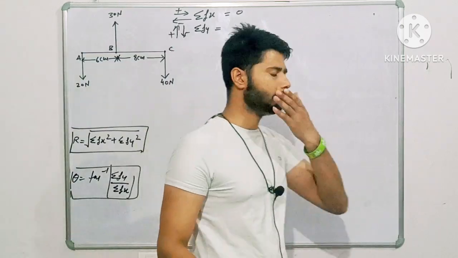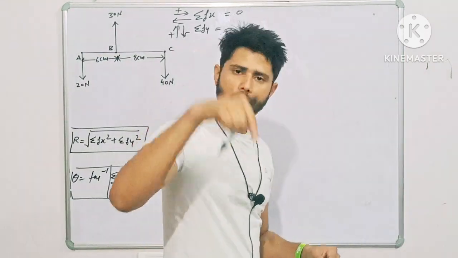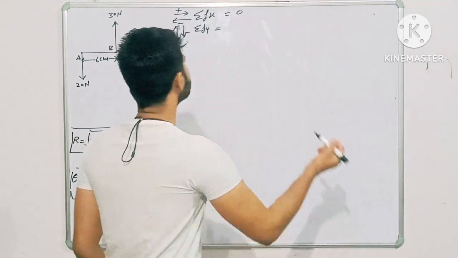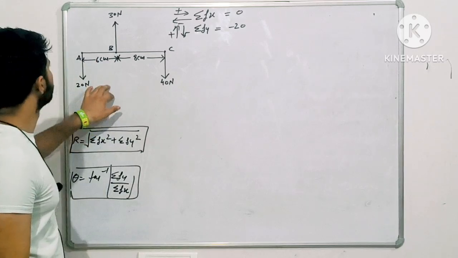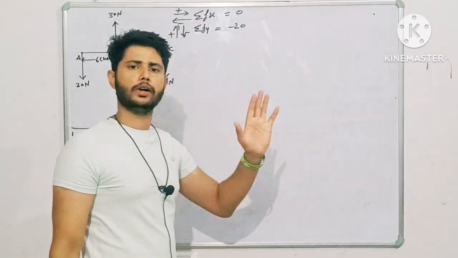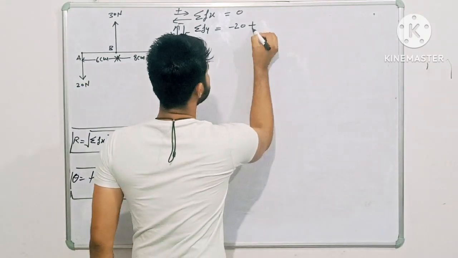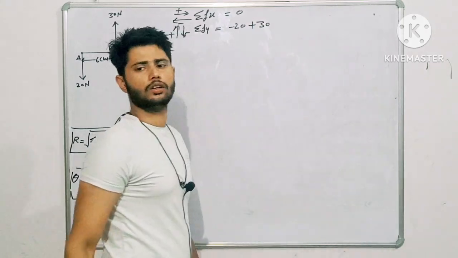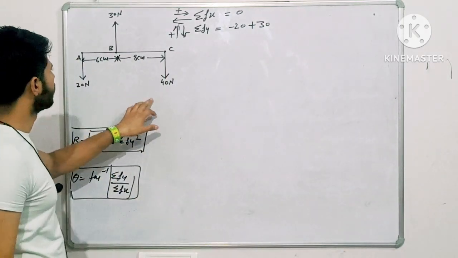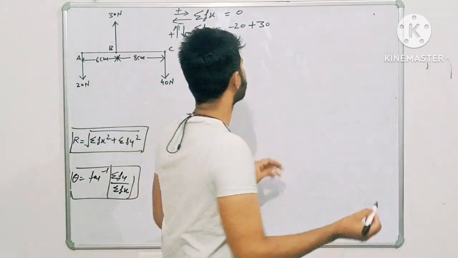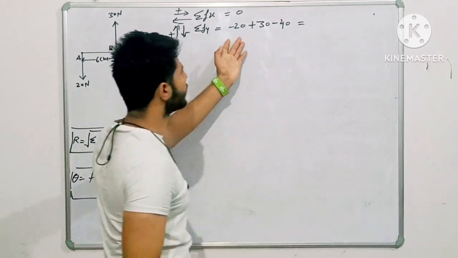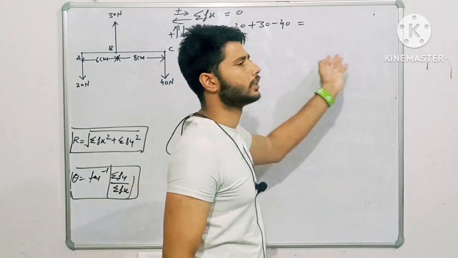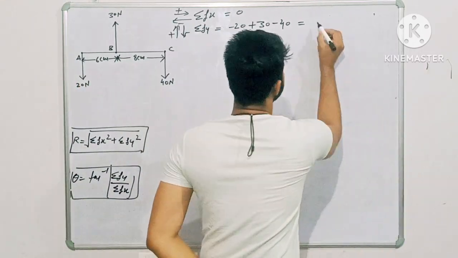Then come next, first point A. A 20 Newton force is going in the downward direction, then we have to take this negative, minus 20. Then 30 Newton of force is going upward, we have to take this positive, plus 30 Newton. Then 40 Newton is going downward, then again negative. Our answer is minus 40, minus 20, plus 30, which is minus 30 Newton.